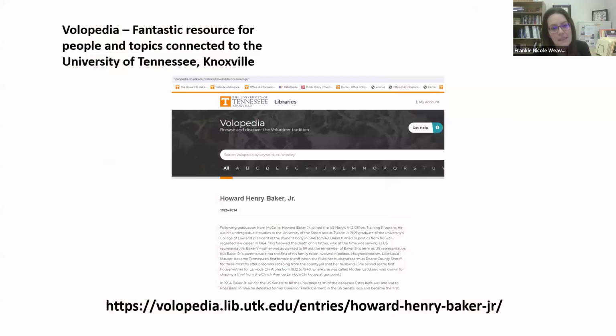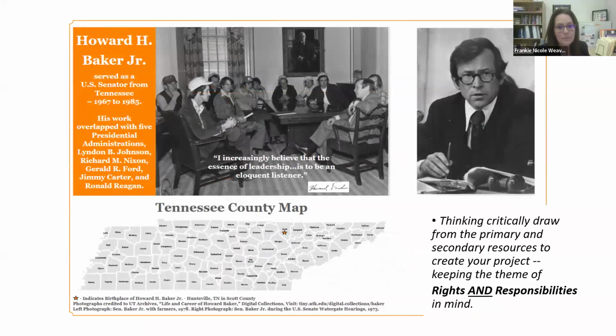Also, one other resource that the University of Tennessee has, which is neat, is if you are a UT Vol, then you would have an entry in the Volopedia. So that's another fun place to look for biographies and find information on different local Tennesseans.